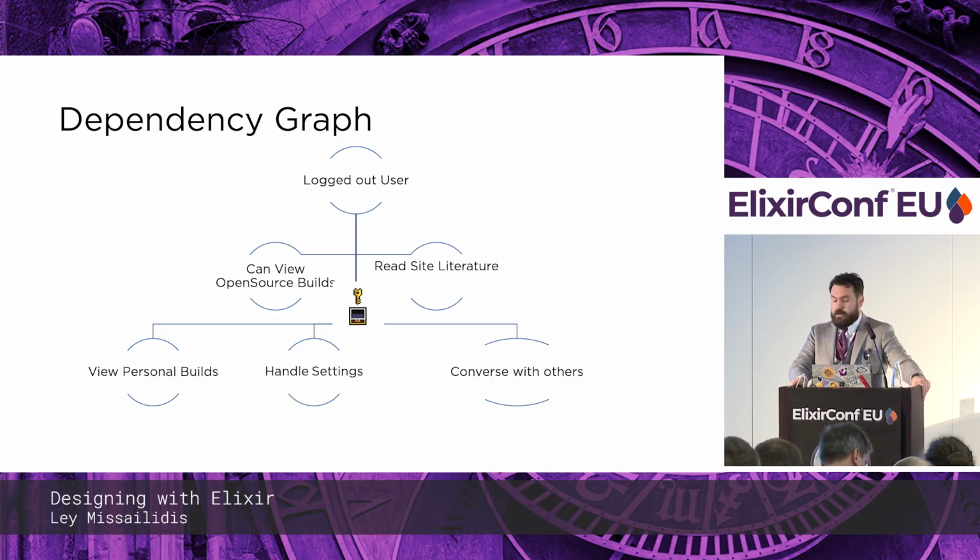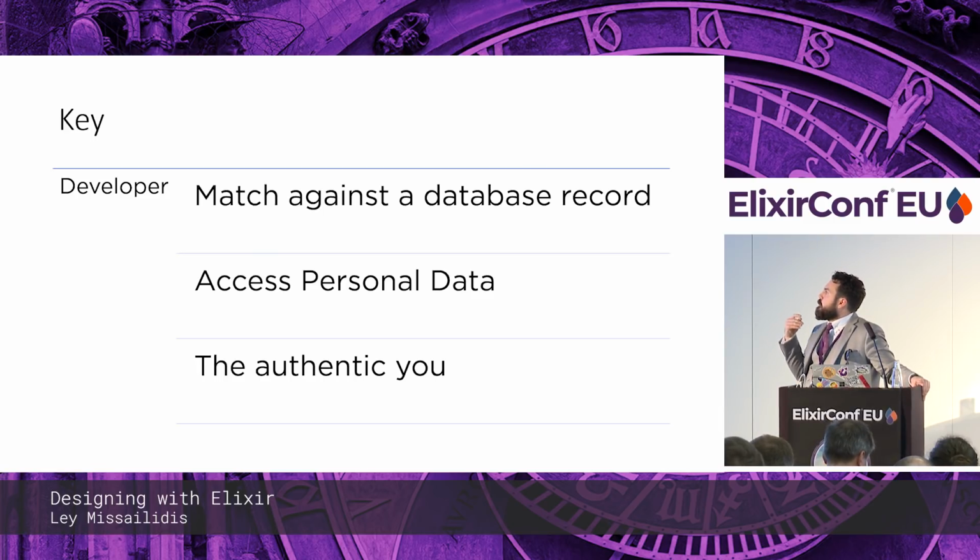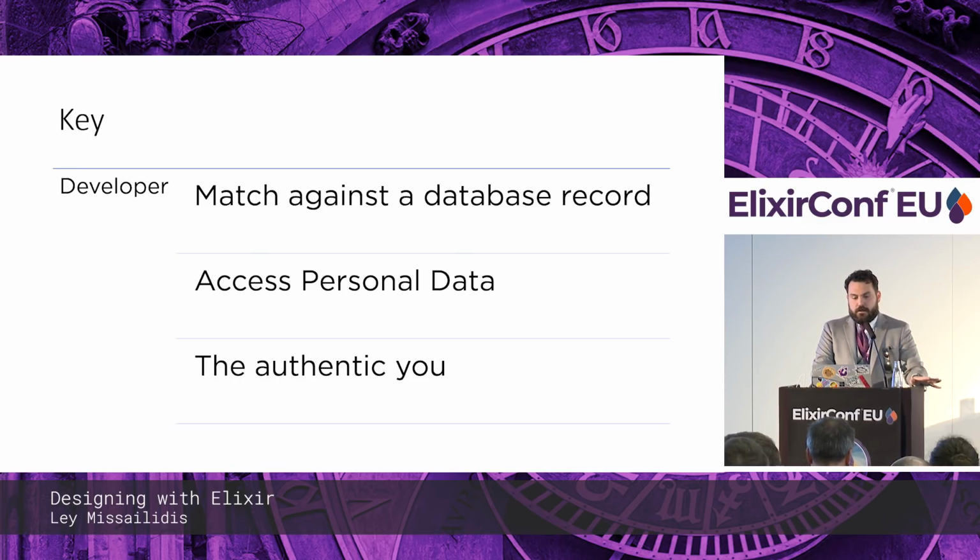Inside that key box, I have another dependency graph, but it's more process, or more a definition of what the key is. So we have a key, we have a developer, we have to match against a database record, access personal data, and then the authenticated you, really.